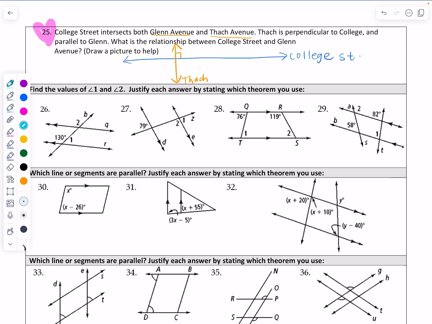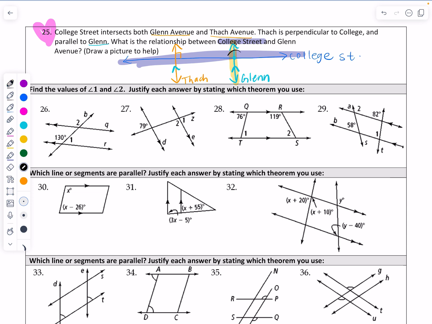Okay, what that means is that Glen is also crossing college, because it said that they crossed, but it's parallel to Glen. So here's Glen. It is perpendicular to Thatch, but it does intersect college. It wants to know what is the relationship between College Street, this one in blue, right here, and Glen Avenue, this one right here. So we learned a theorem that says if you have a line that is perpendicular to one of two parallel lines, that means it also must be perpendicular to the other.